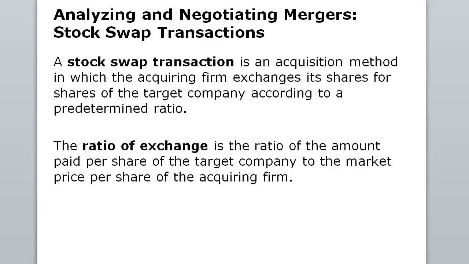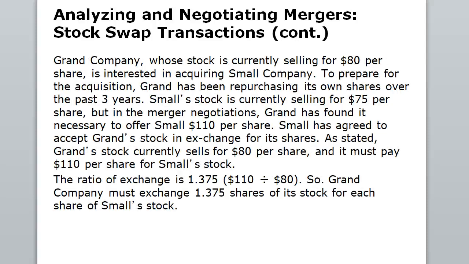And this can also be done by stating a dollar amount. So we could translate the stock prices into dollars and calculate the same ratio of exchange. So for example, Grand Company, whose stock is currently selling at $80 per share, is interested in acquiring Small Company.